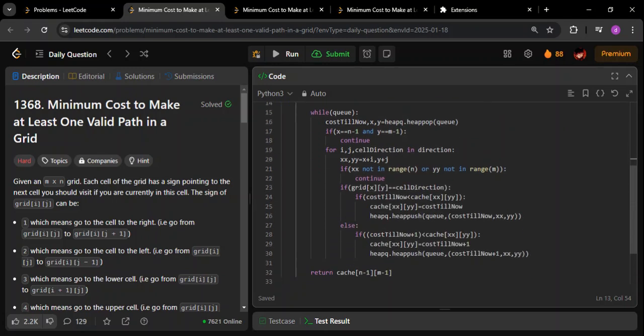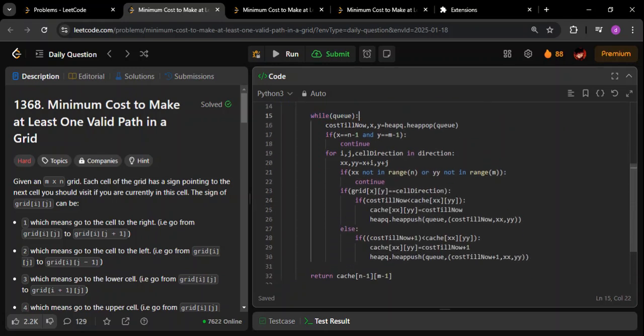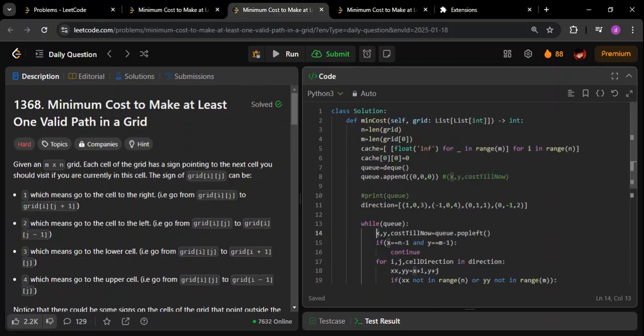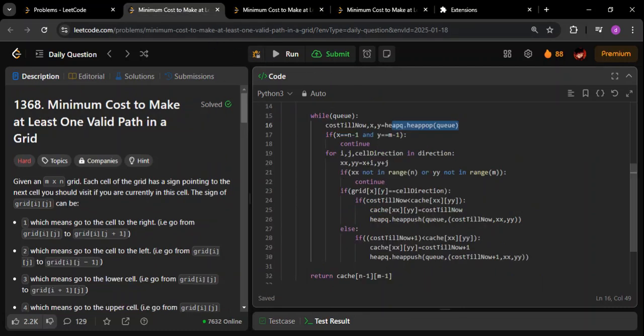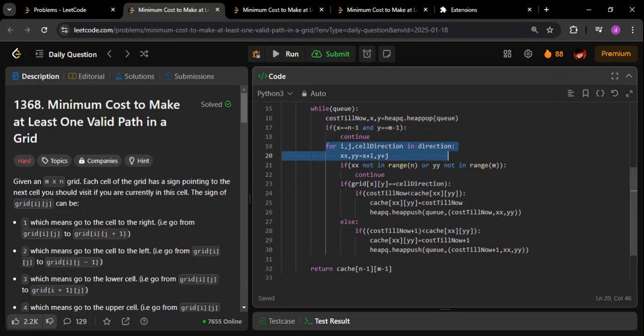Then till the queue is not empty, we have to do a heap pop. See, the things will change here. We had x comma y comma cost till now. Here we are going to have a different order. Cost till now will come first, then we have x and y. If you have reached the bottom rightmost cell, just continue. This is the same as the previous code, right? This part is again the same.